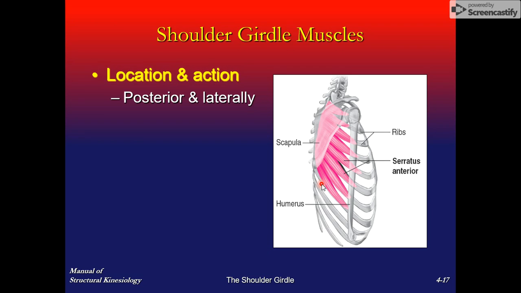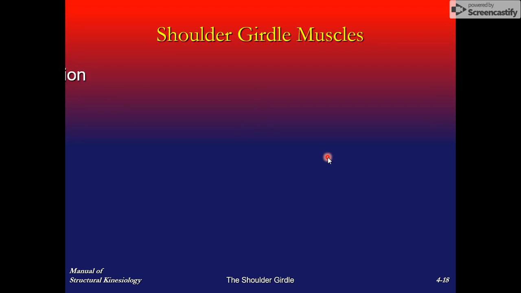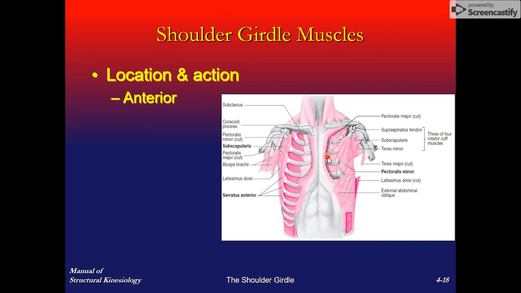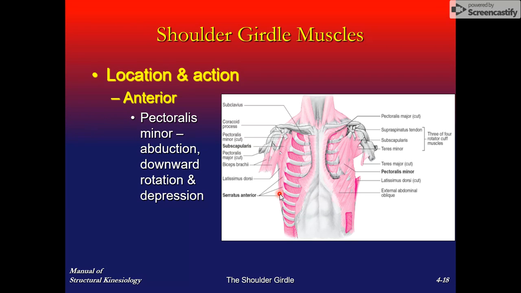Location and action, posterior and lateral. So here's the serratus anterior. It provides abduction and upward rotation, kind of like raising your hand. Location and action, anterior. Here's the pectoralis major on top of the pectoralis minor. There's the serratus anterior right here. So pectoralis minor helps with abduction, downward rotation, and depression. Pectoralis minor right here.